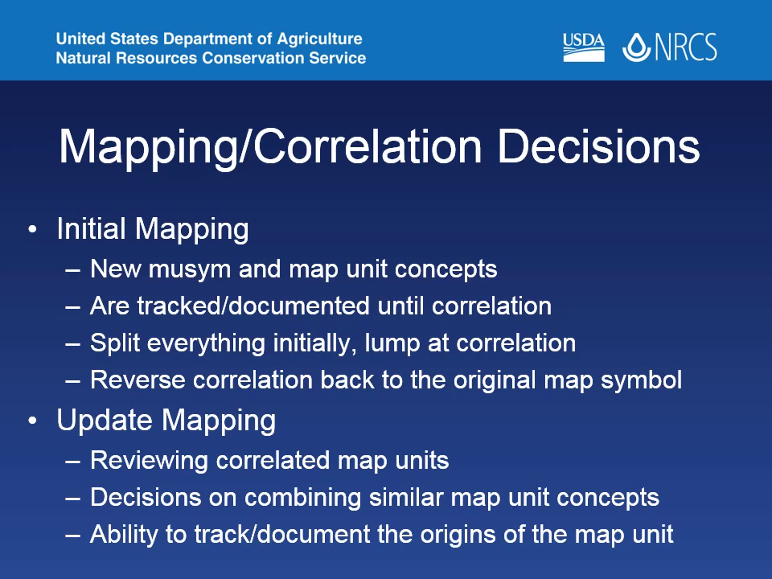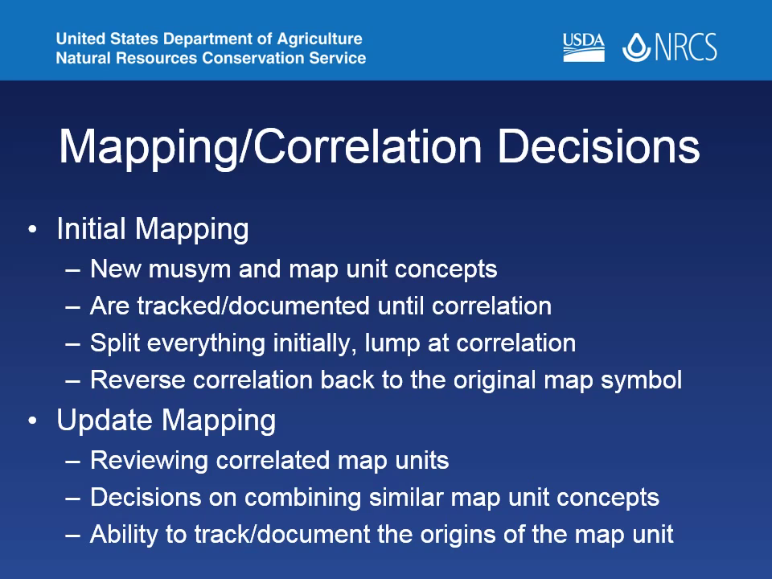So in initial mapping, we have some correlation decisions that we have to make. And whenever we create a new map unit, we have a new map unit symbol, and we have this concept, and we have to track this concept all the way to final correlation. And initially you want to split everything that you find, and then you want to, at correlation time, lump these into usable map units. Keep in mind you have a minimum delineation size on 1 to 12 and 1 to 24,000 scale maps, which is basically 1 acre for 1 to 12 and 5 acres for 1 to 24.